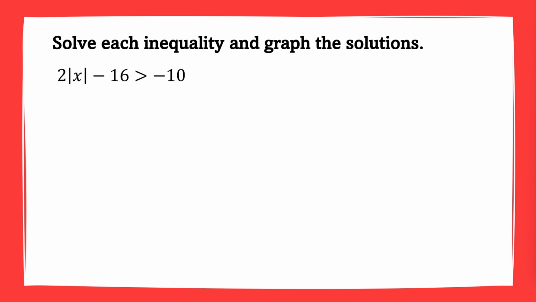For the inequality where 2 times the absolute value of x minus 16 is greater than -10, we first isolate the absolute value expression by adding 16 to both sides, resulting in 2 times the absolute value of x being greater than 6. Next, we divide both sides by 2 to fully isolate the absolute value of x, giving us the absolute value of x is greater than 3.